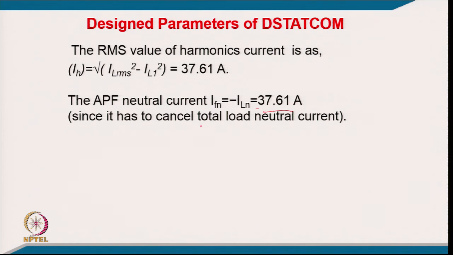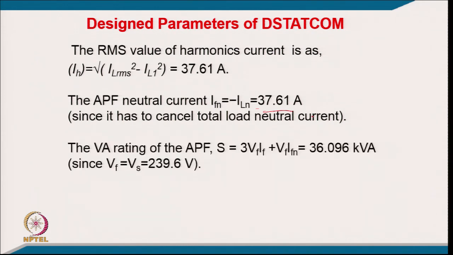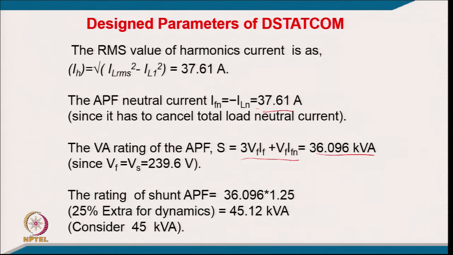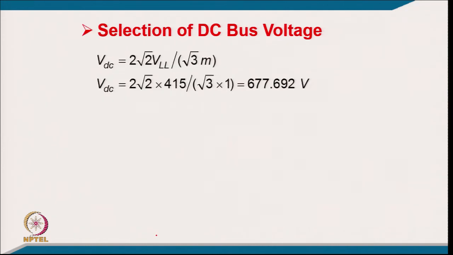Since it has to cancel the total load neutral current, the VA rating of the active filter is 3 into IF into VF. So, this will be 36.096 kVA, and the VA rating of the shunt filter will be 1.25 times for extra dynamics. So, it comes to 45 kVA or so.